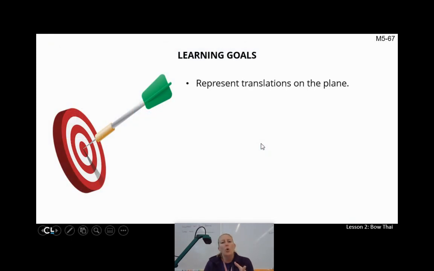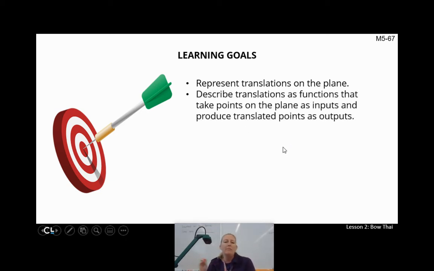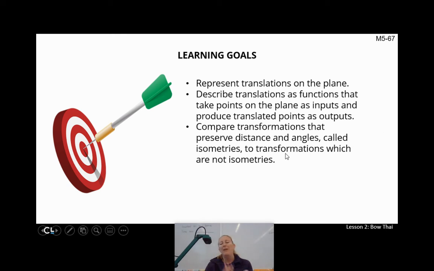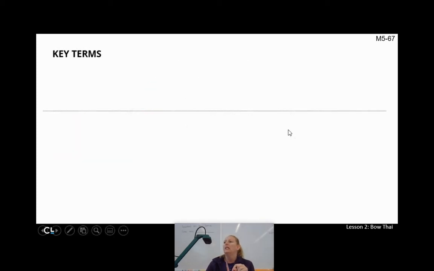So our learning goals over here on page M5-67, we're going to represent translations on the plane. We're also going to describe translations as functions that take points as inputs and produce translated points as outputs, right? Just like with a regular function, we're now going to describe our translations as functions. And we're going to compare transformations that preserve distance and angles, which are called isometries, to transformations which are not isometries. And we'll get into that at a later point. So our key terms will be translation and isometry.